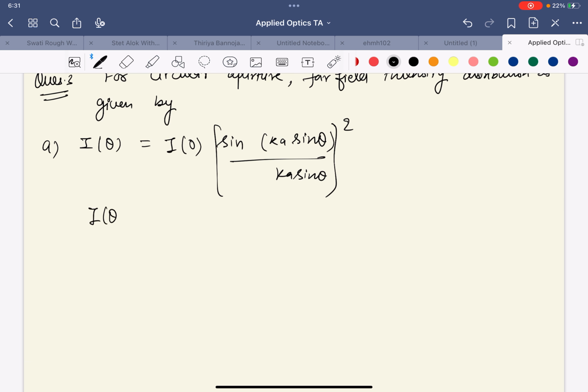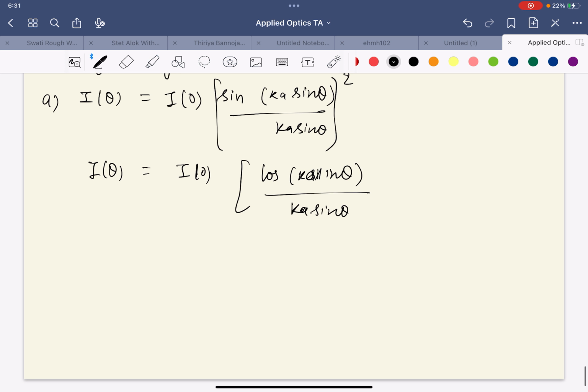Second option is I(theta) equal to I0 cos(ka sine theta) divided by (ka sine theta).